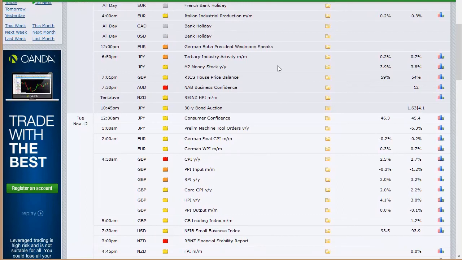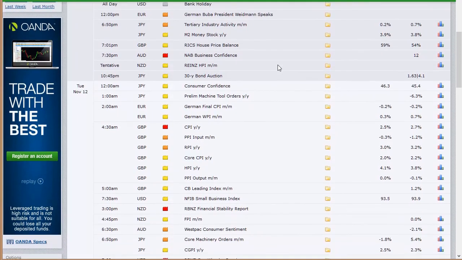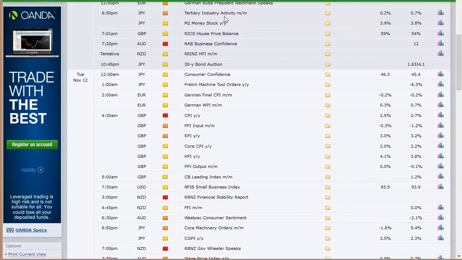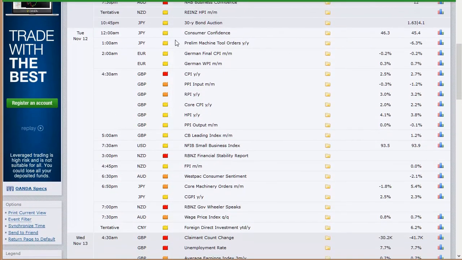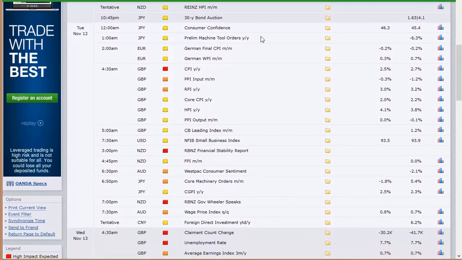Italian industrial production, Europe's got a speech. Tertiary industry activity out of Japan, and M2 money supply or money stock out of Japan. We've got business confidence out of Australia, the REINZ HPI out of New Zealand, and the 30-year bond auction out of Japan Monday night. Going into Tuesday, where we also have consumer confidence, preliminary machine tool orders, Germany's final CPI and WPI. Look at this: UK CPI, PPI, RPI, HPI.